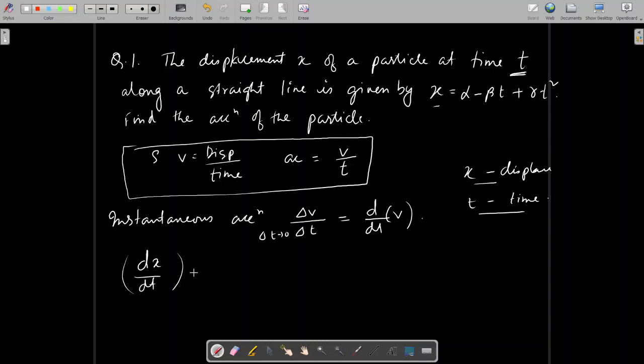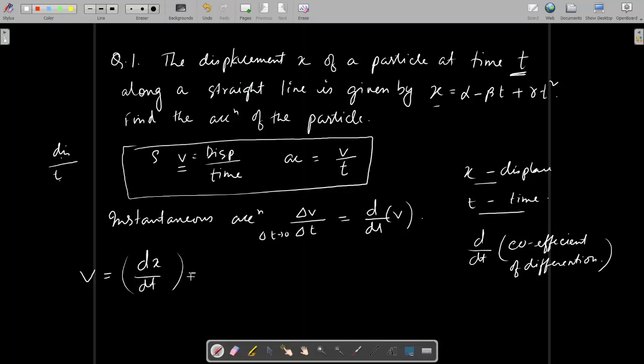So here d by dt is your coefficient of differentiation, or you can say differential coefficient. Now what is your dx by dt? You can see here x by t. What is x? x is your displacement. What is t? Time. So dx by dt, displacement by time, is your velocity. So what you will get by dx by dt? We get your velocity. Okay, so d by dt I have written here.